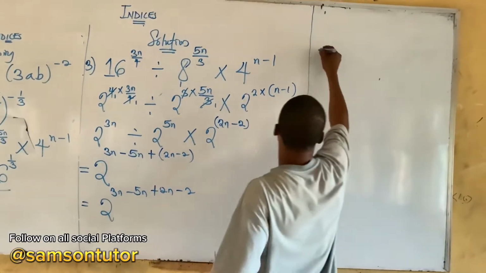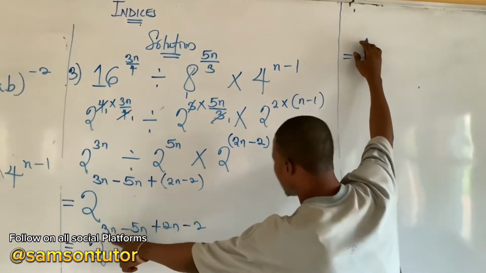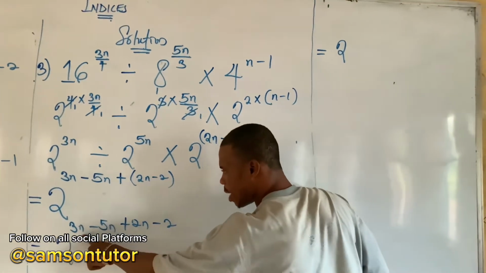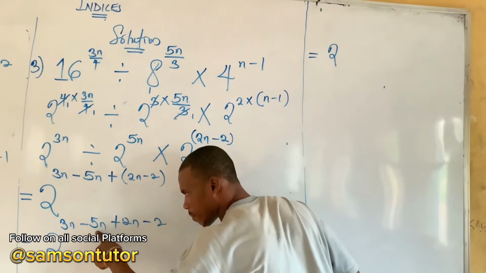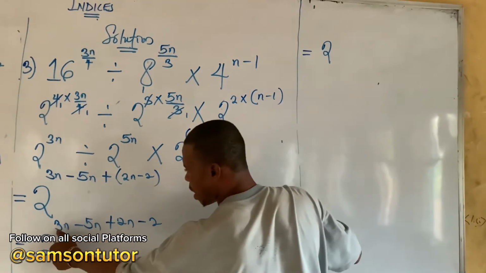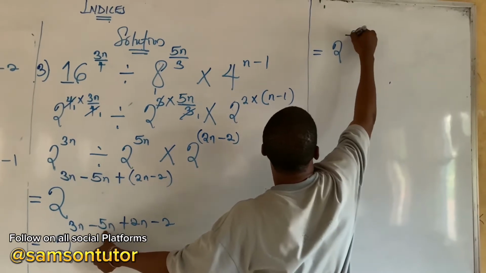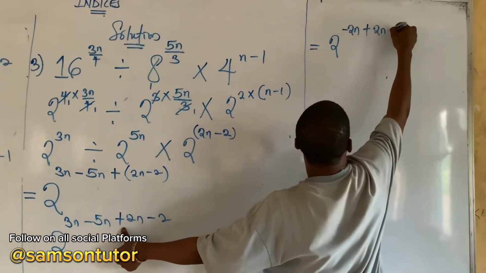So we have equals to 2 raised to power 3n minus 5n will give us what? Minus 2n. Look at it. Let me take it one by one. 3n minus 5n will give us what? Minus 2n plus n minus 1.